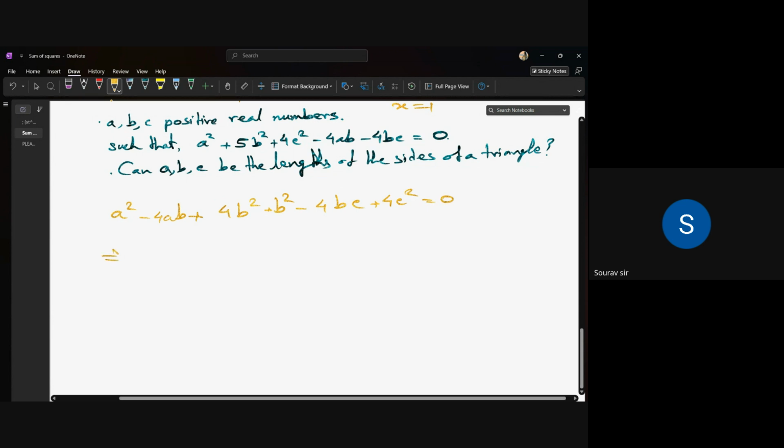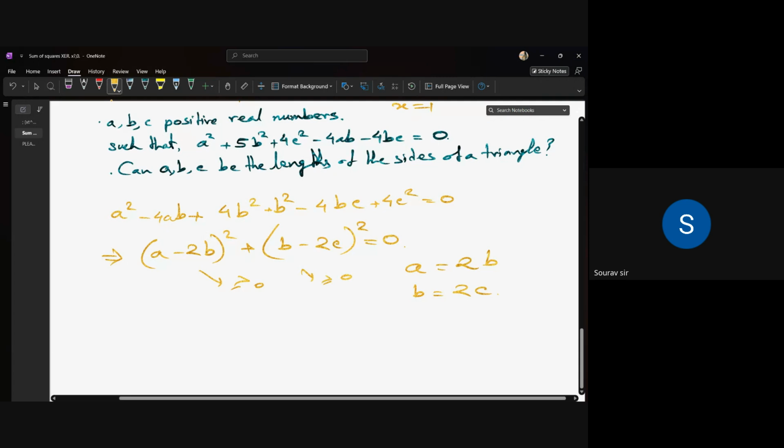So if we are getting these things, then we are actually getting a minus 2b whole square plus b minus 2c whole square equals 0. As we know that these things are greater than or equal to 0, equal to 0 is the only option there. So each has to be equal to 0. So our A is equal to 2B and our B is equal to 2C.